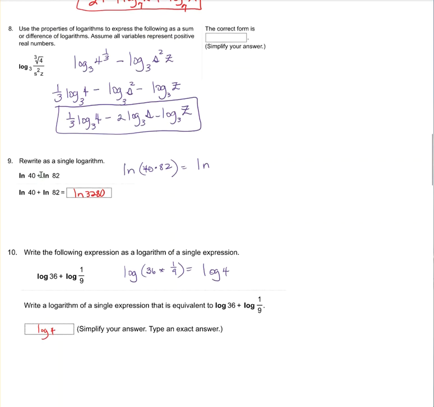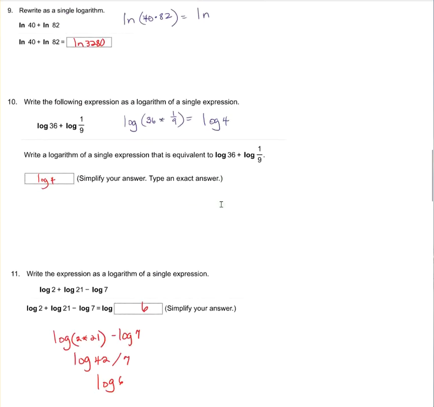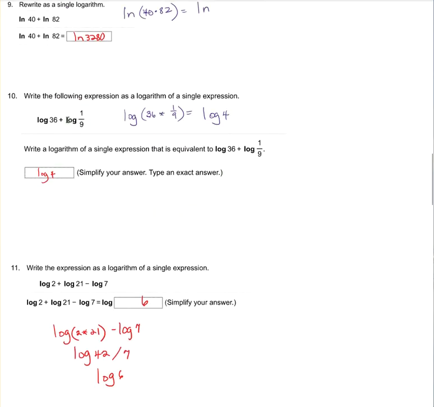All right, rewrite as a single log. It's being added, so it becomes a product. They don't want you to actually find out what is the ln of that. They want you to write it as ln of, and go ahead and just multiply those, but don't go further than that. 10, that's an addition, so we'll do the log of a product. 36 times 1/9 is 4, so that's log 4.